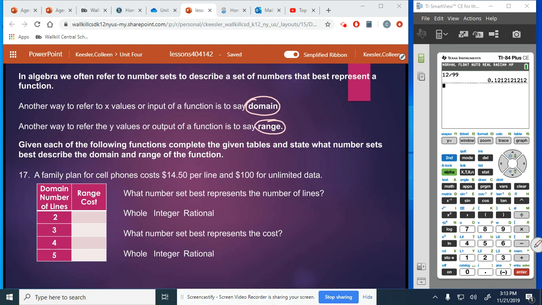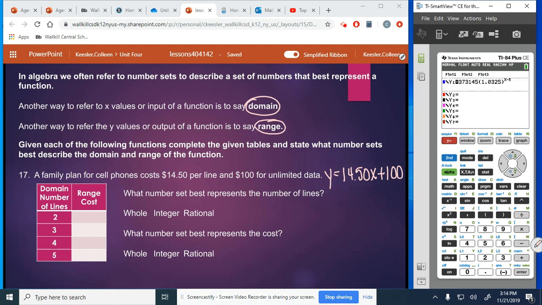So a family plan for cell phones costs $14.50 per line and $100 for unlimited data. So I can come up with an equation for this right away. It's $14.50 per line plus $100 for unlimited data. Right away, I know this is a linear function. That's something you should also be able to recognize right away.